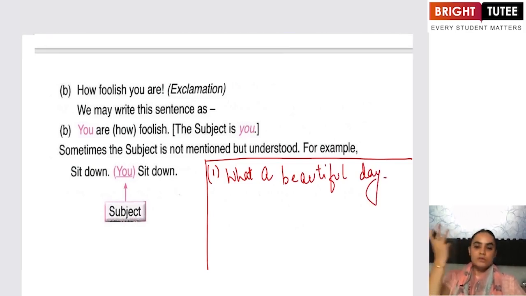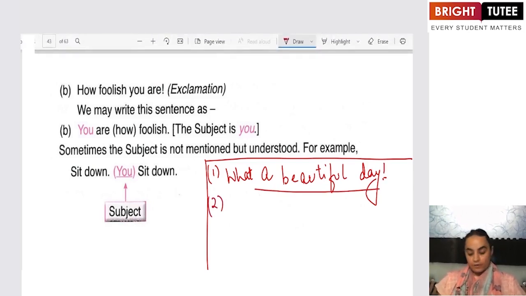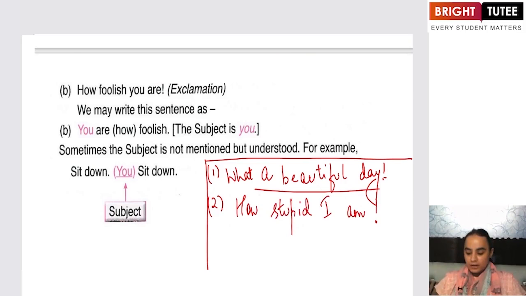Yes? What are we talking about in this sentence? We are talking about a beautiful day. So it is my subject. If I say, for example, how stupid I am! Exclamatory mark. Who am I talking about? I'm talking about myself. So that is my subject.